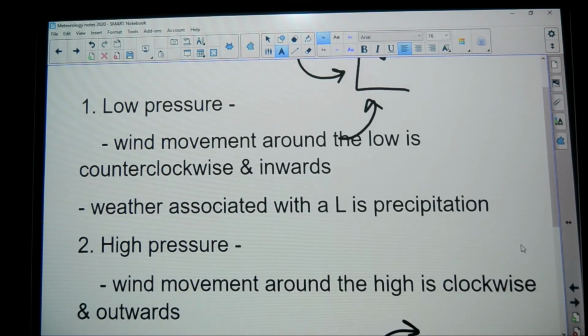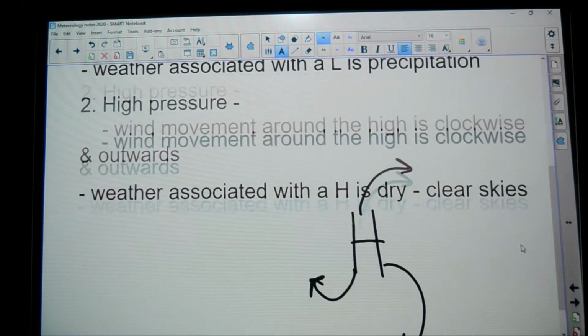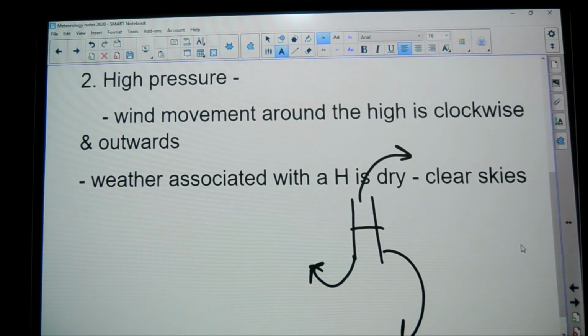High pressure, on the opposite, the winds are moving, for us, clockwise and outwards. Remember, moving from the highest out to something that's lower. High pressure, I'm forcing air down. Forcing air down, the air is warming up. I'm not going to hit my dew point, and since I'm not hitting my dew point, high pressure is associated with clear skies or fair weather.